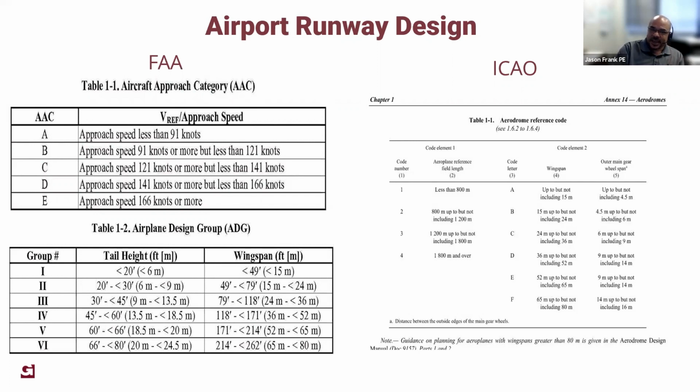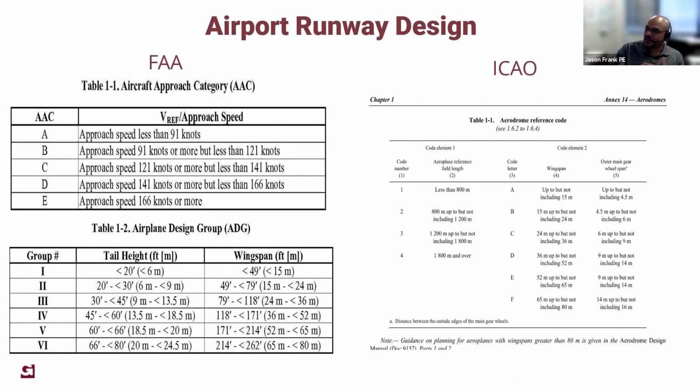The next item on that list is the design group, and as I mentioned before, that goes into the tail height and the wingspan of the aircraft. So when you get to the design, you'll have an A2 or a C3 or a C4. It depends on where that aircraft falls, both in its approach speed to the airport and also its tail and wingspan. ICAO is of course in metric, because we're about 3 countries in the world that do standard and everybody else is in metric.